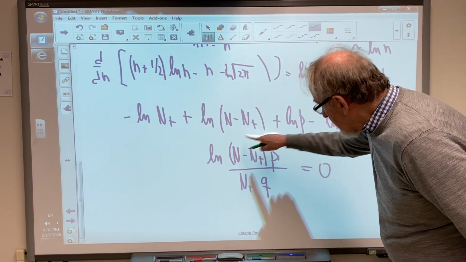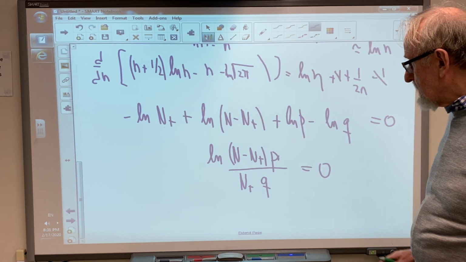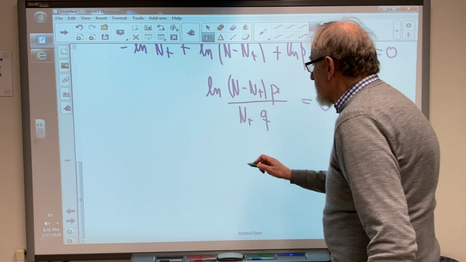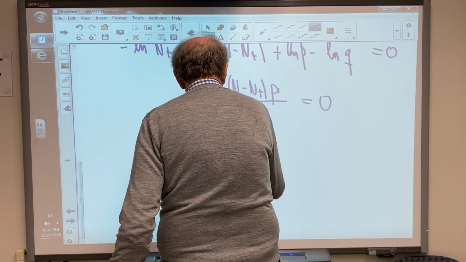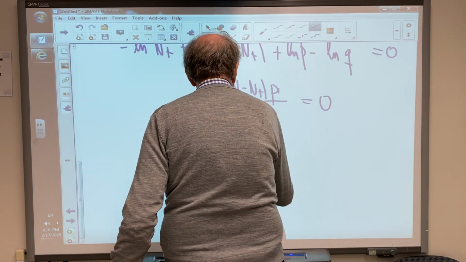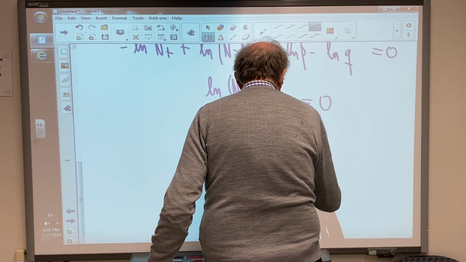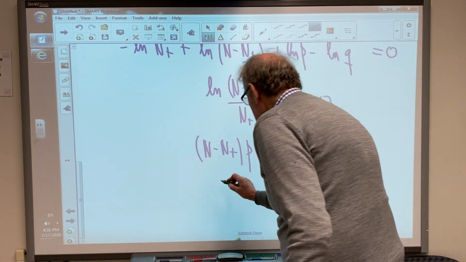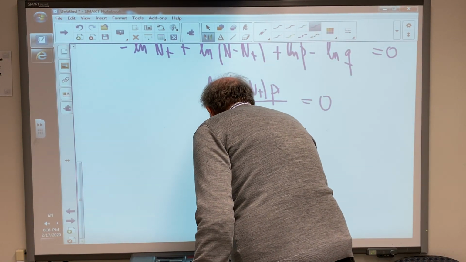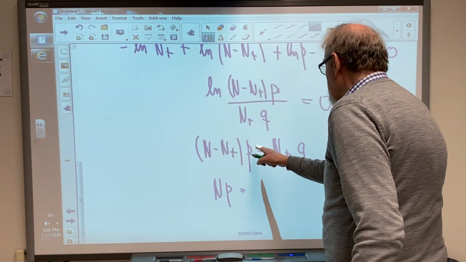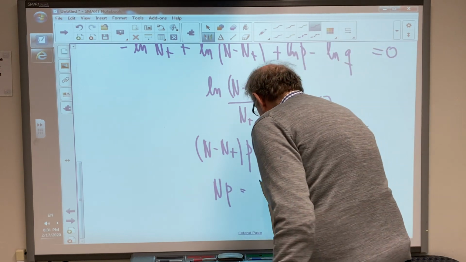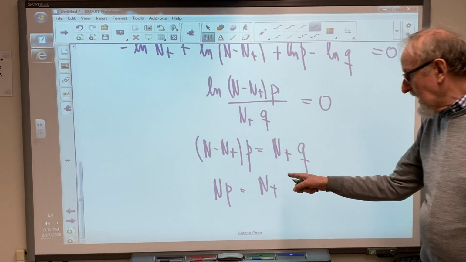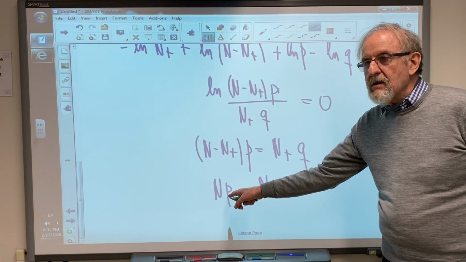And if the logarithm has to be equal to 0, it means that all this has to be equal to 1. In other words, (n minus n plus) times p has to be equal to n plus times q. What does it mean? That np has to be equal to n plus times (p plus q), or n plus. So the maximum is when n plus is equal to np.